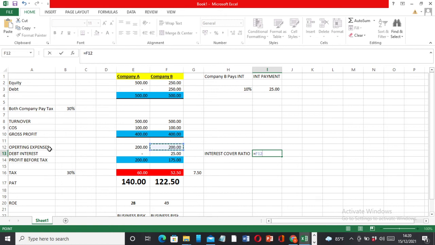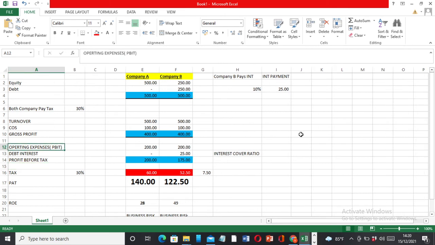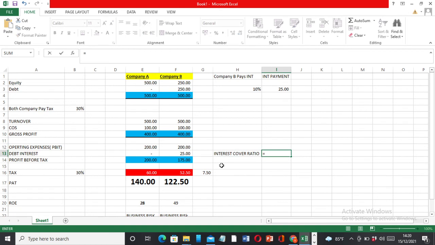Yeah, here. This is operating expenses, right? Let me make this clear. This can also be called PBIT, profit before interest and tax, right? Before these two are deducted, operating profit. So we are going to take the profit before interest and tax of company B, because we are mostly interested in this company. So we are going to dig even deeper. Profit before interest and tax divided by the interest. Simple formula, guys. Profit before interest and tax divided by the interest that you are paying for your debt.